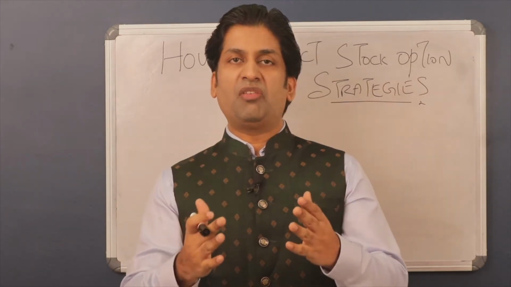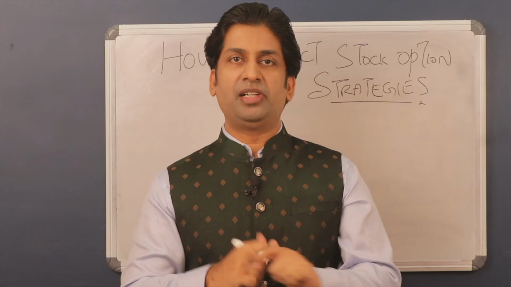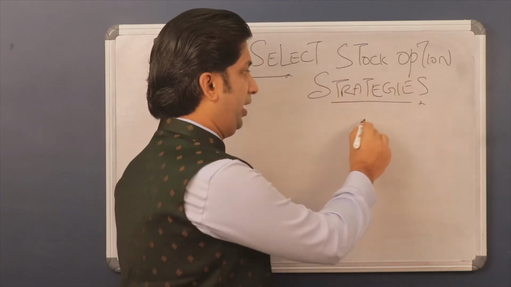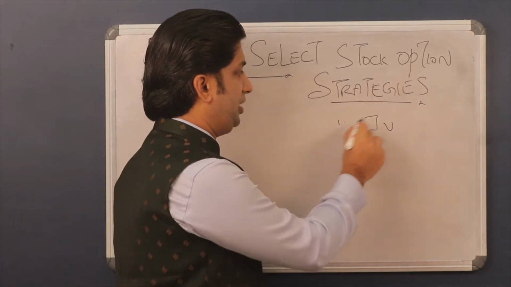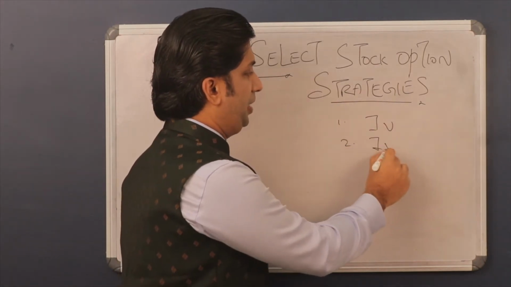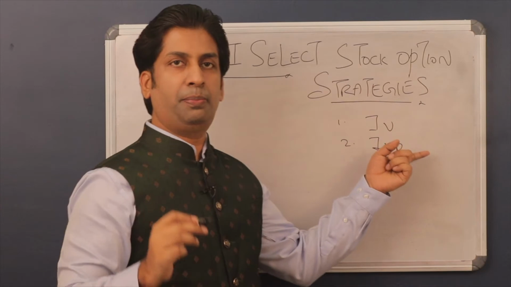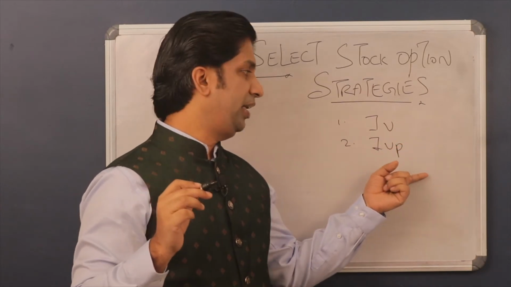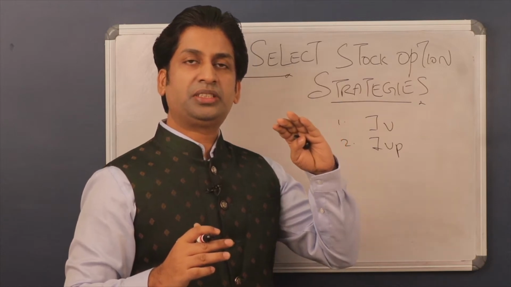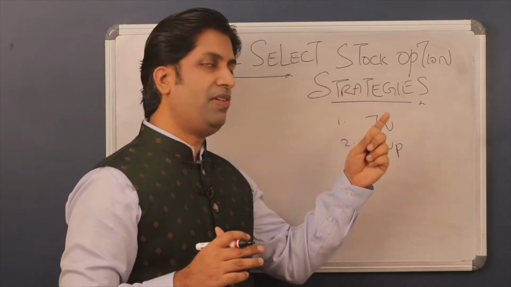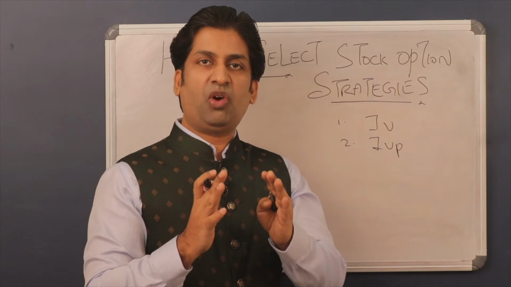Before telling you how I select stock option strategies, I will first tell you what implied volatility, that is IV, and IVP are. The first one is IV and the second one is IVP: implied volatility and implied volatility percentile. Before selecting any stock option strategies, you must completely understand what IV and IVP are. So let's see what IV is.